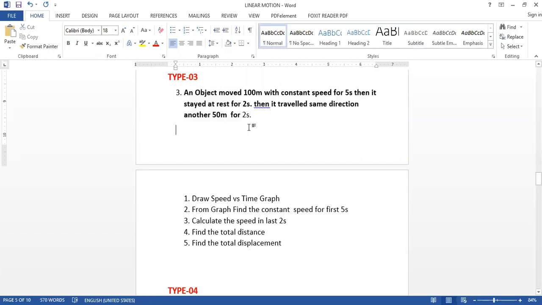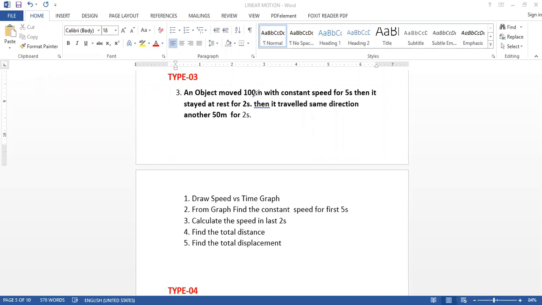Okay, now. An object moved 100 meters with constant speed for 5 seconds, right? Read the question very carefully. When you're talking about physics, it's half of this, not the half, even 70 percent. It's all about reading and understanding what is given and what they have asked. That is very important. So if you can't read well and you can't understand well, then you can't do this question.